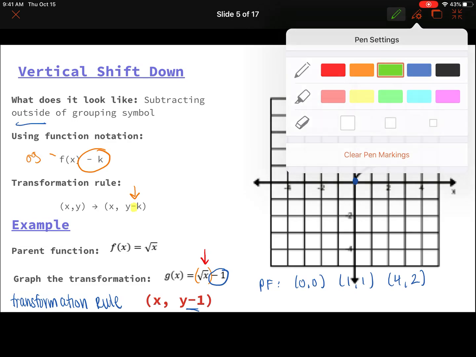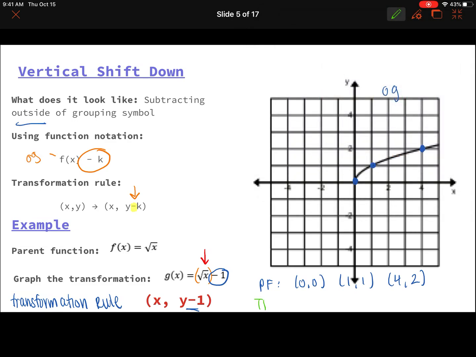Now, what I need to do is do a transformation function, right? So now I am going to subtract 1 from y. So my x stays the same, and 0 minus 1 is -1. So that's my new point. My next, my x stays the same, y minus 1, so 1 minus 1 is 0. And then my last point, my 4 stays the same because it's my x, and 2 minus 1 is 1.